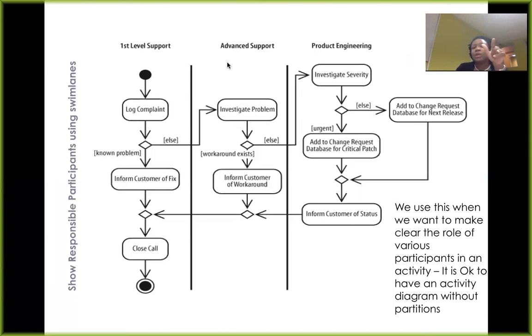So that's how you know when you're looking at a diamond whether it's a decision or a merge. If it's a diamond that's a merge, you'll see different paths coming into it. If it's a diamond that's a decision, you'll see different paths going out of it.